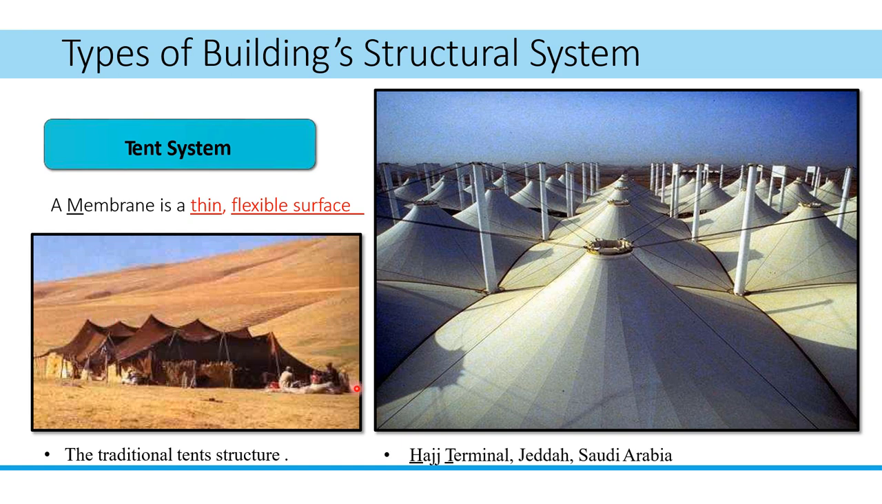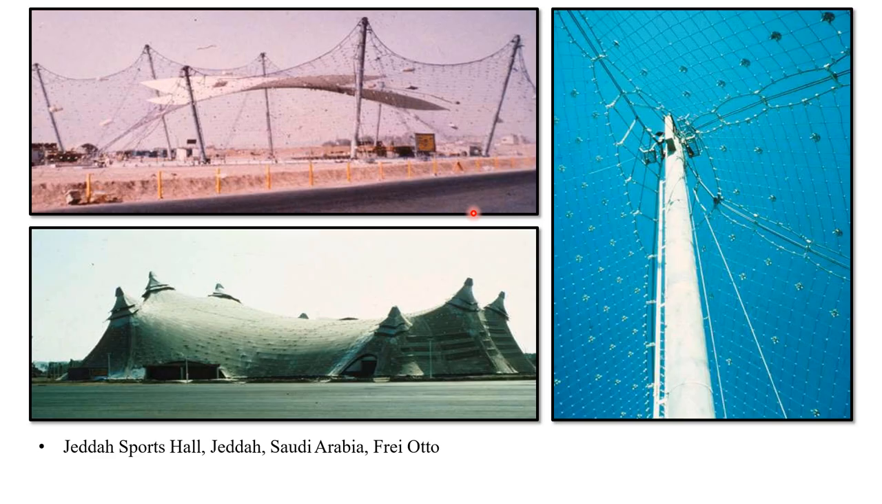Here is also one bigger example of the tent system, Hajj Terminal, Jeddah, Saudi Arabia. You can see the cables, and only the vertical elements are supporting the cables, and all the fabric is supported by cables and these elements. So that is a tent system. Here again, Jeddah Sports Hall, Jeddah, Saudi Arabia. Here is a fabric, but with bigger openings, that is spanning long. So that is another example of shell structures.